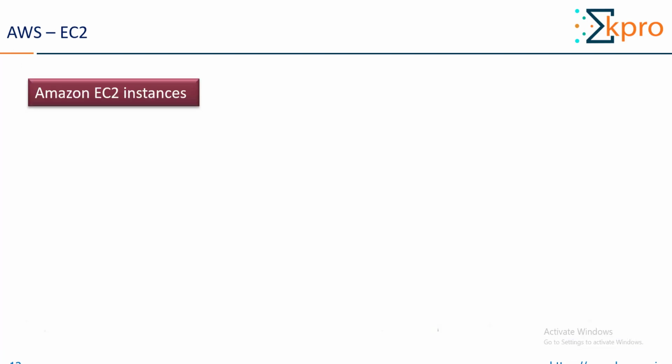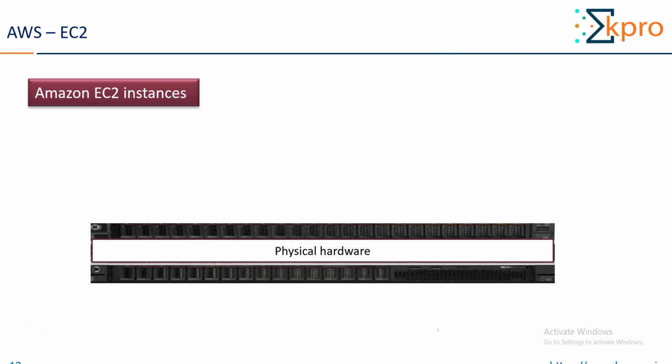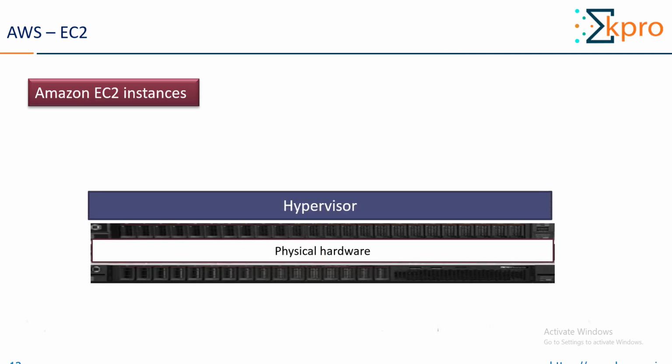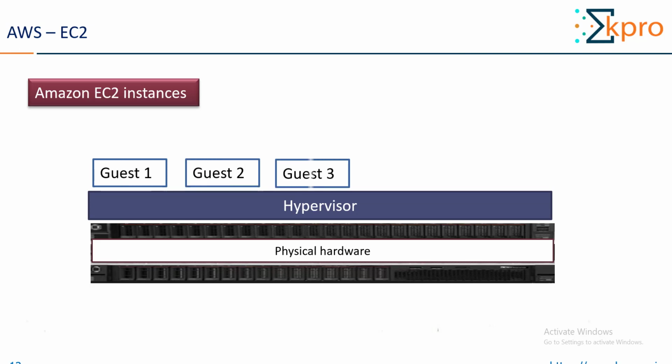I just wanted to share here how the shared instance works. Suppose this is the physical hardware on which the hypervisor is configured, and on which your guest virtual machines are running: 1, 2, 3, 4, and 5.